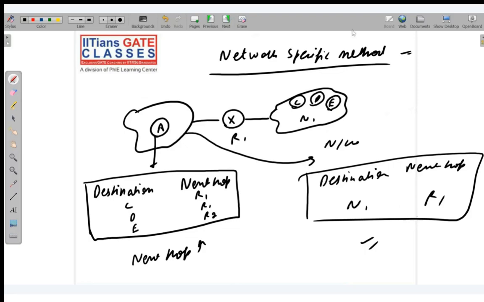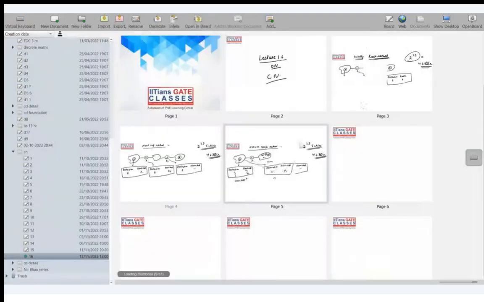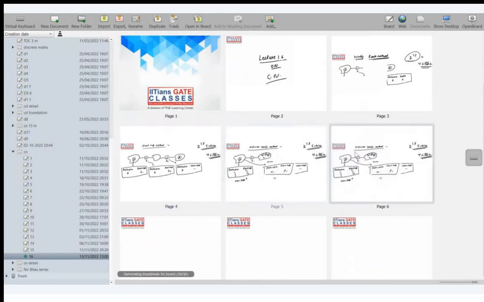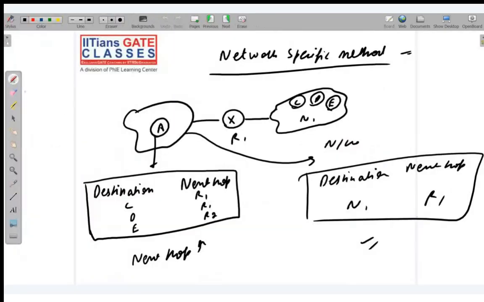Take the snapshot. Done, sir. So I will copy this. Next is the default method.